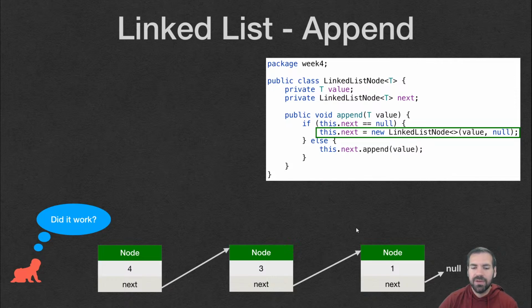If we want to append another value, we want to append 10 to this list. We tell this node, it says, you append 10, you append 10. This node says, oh, my next is null, so it's my job. And then this node appends 10 right here.